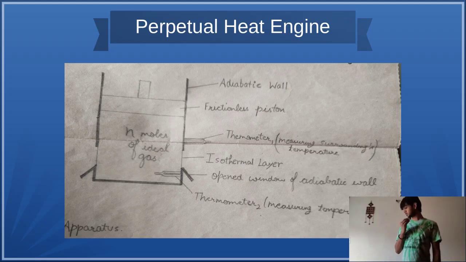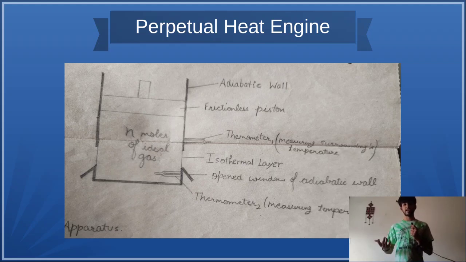So this is the apparatus. Let me first explain it a bit. As you can see here, the apparatus consists of this container that contains n moles of ideal gas. The container's walls are adiabatic. Let's assume that everything is ideal: an ideal environment and an ideal gas. So there is this container, we have filled it with n moles of ideal gas, and there is a piston above it. The wall of this container is made of adiabatic material.